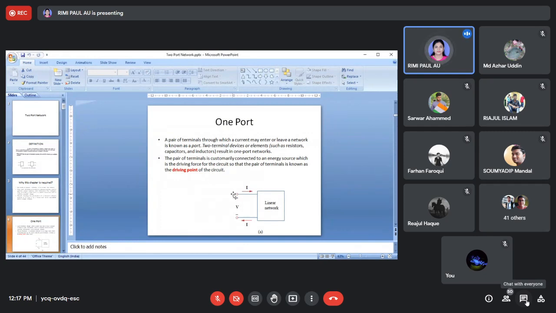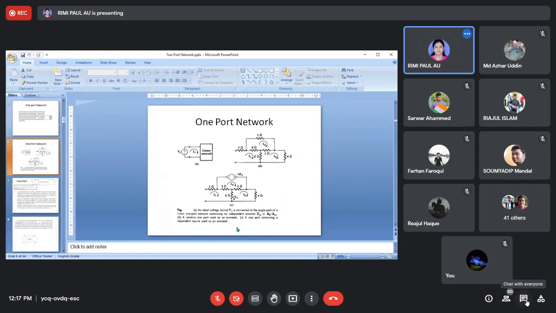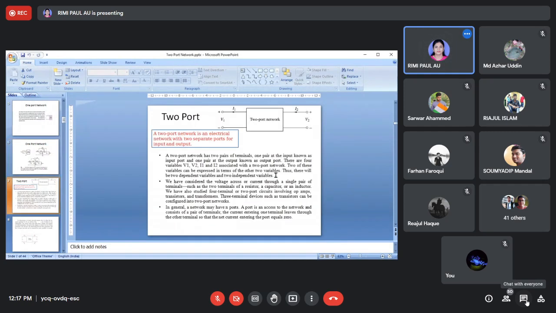Here only two terminals are present, so this is a one-port network. There may be n number of ports present, and then you can say it is a multi-port or n-port network. When n is equal to 2, it is a two-port network, and in our chapter we learn only about the two-port network. This is the example of a one-port network, which is already known to you because you solve these problems every day.